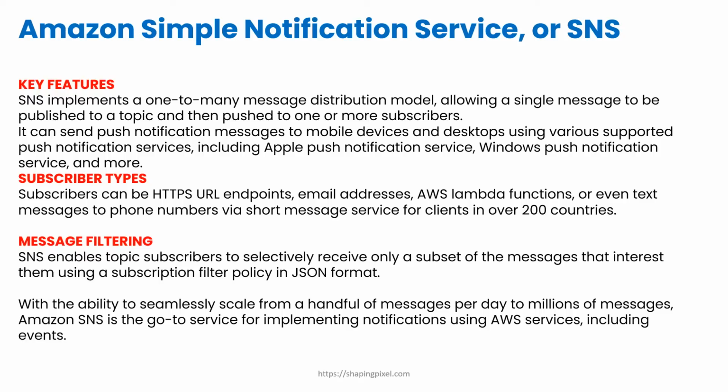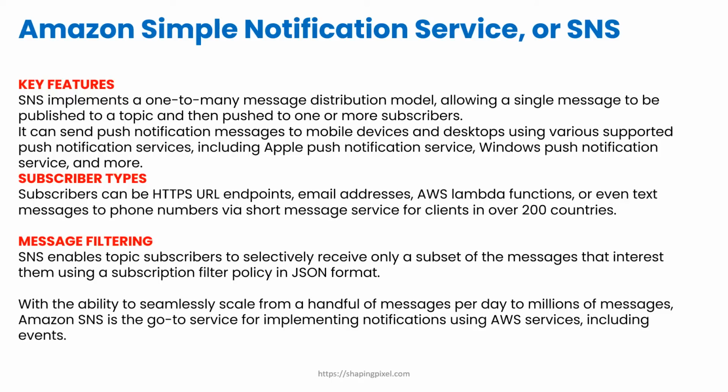Amazon Simple Notification Service, or SNS. SNS implements a one-to-many message distribution model, allowing a single message to be published to a topic and then pushed to one or more subscribers. It can send push notification messages to mobile devices and desktops using various supported push notification services, including Apple Push Notification Service, Windows Push Notification Service, and more.